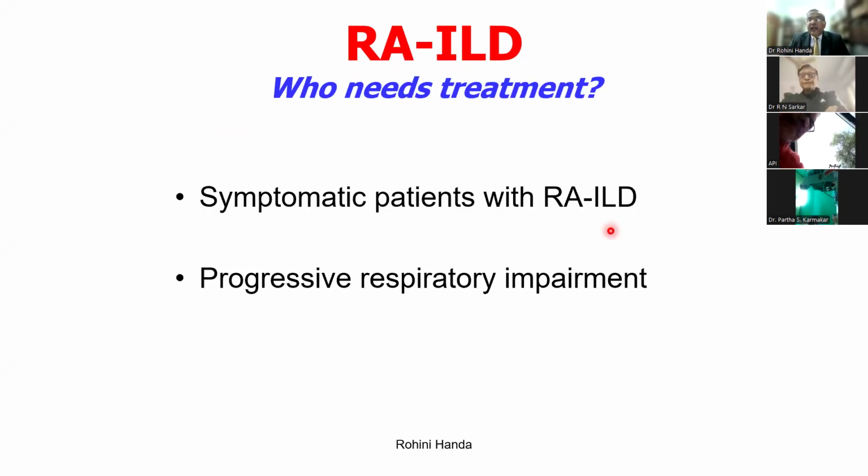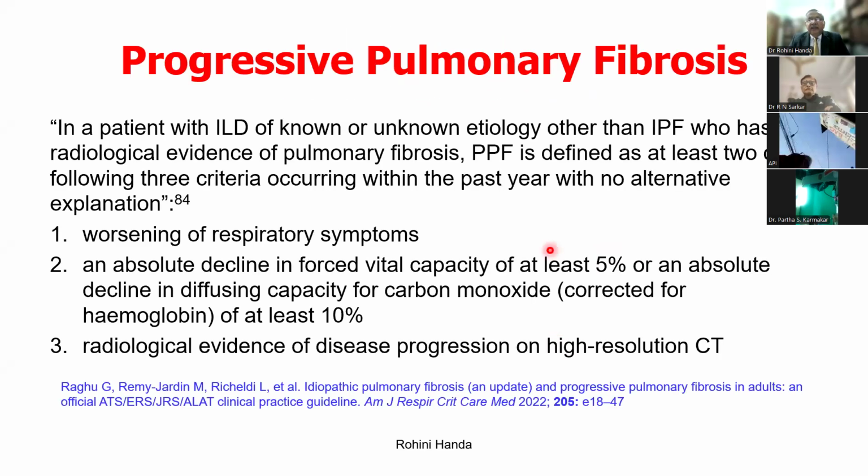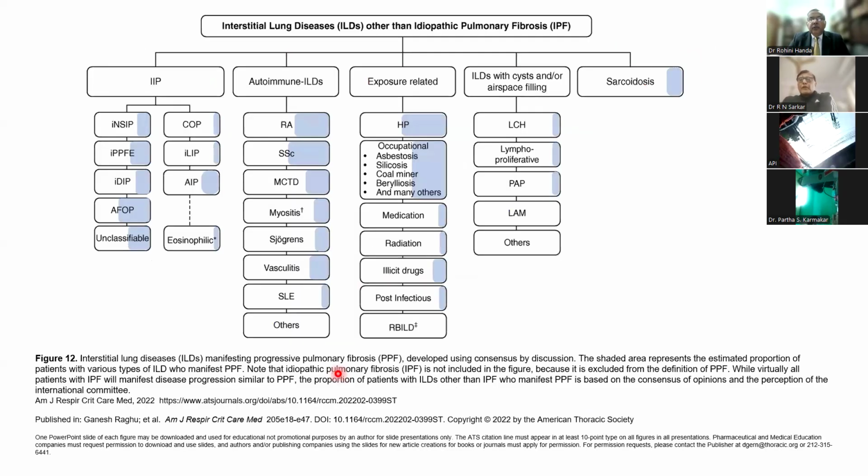Symptomatic patients with RA-ILD need treatment, and those with progressive respiratory impairment. So the key words are symptomatic patients and those where the disease is progressive. And this concept is coming up in the pulmonology literature. So clearly, patients who are symptomatic will need treatment. If there is a physiological decline in the forced vital capacity or DLCO or radiologic evidence of disease progression, so identify patients who need treatment.